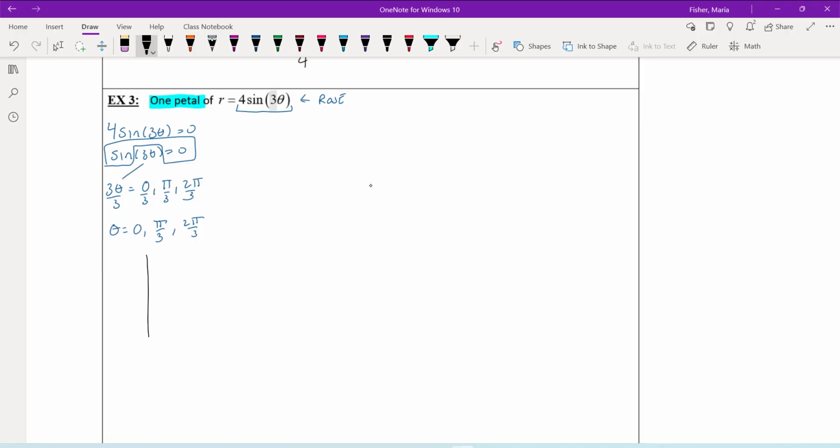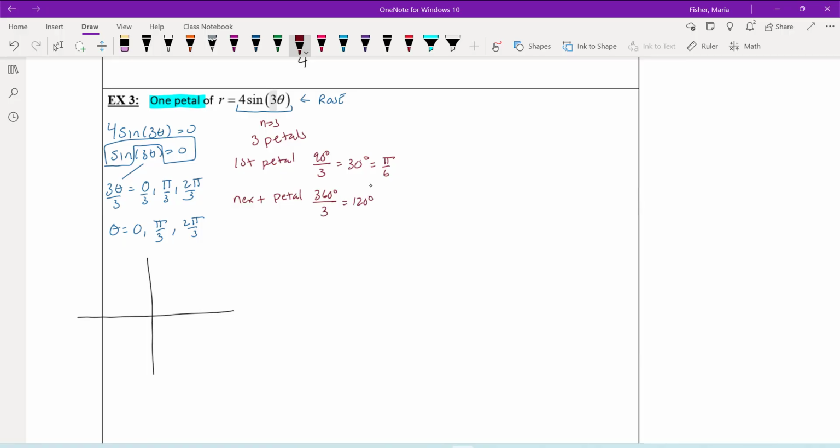Let me go ahead and show you how to graph this. So I know it's a rose. My n is equal to 3, so I know I'm going to have 3 petals. I also know it's sine, therefore my first petal is going to be at 90 degrees divided by n, so at 30 degrees. And then in radians, I know that's pi over 6. And then my next petal is at 360 degrees divided by the number of petals, which is 3, or 120 degrees. So I know 30 plus 120 is going to put me at 150 degrees, which is 5 pi over 6.